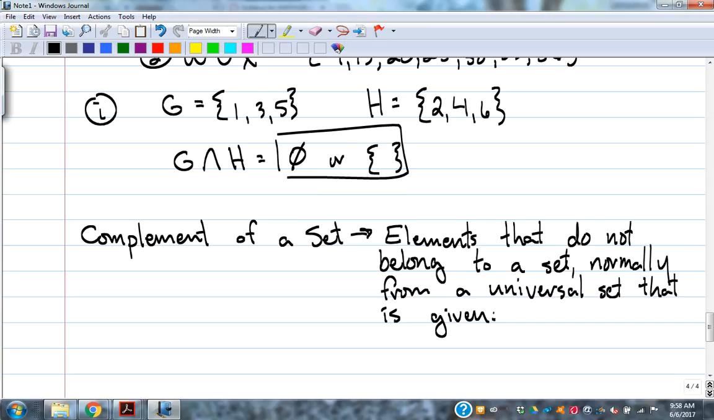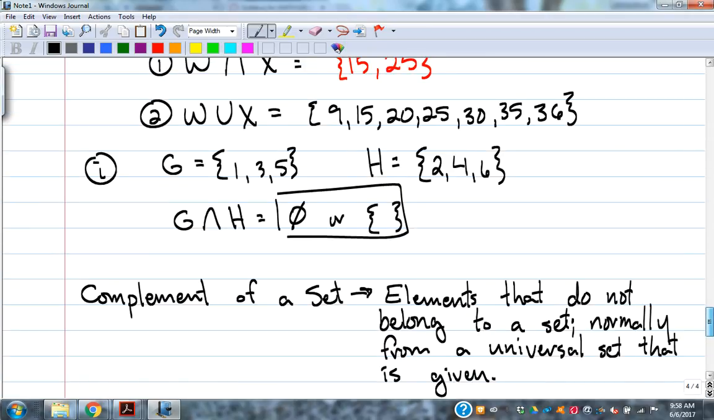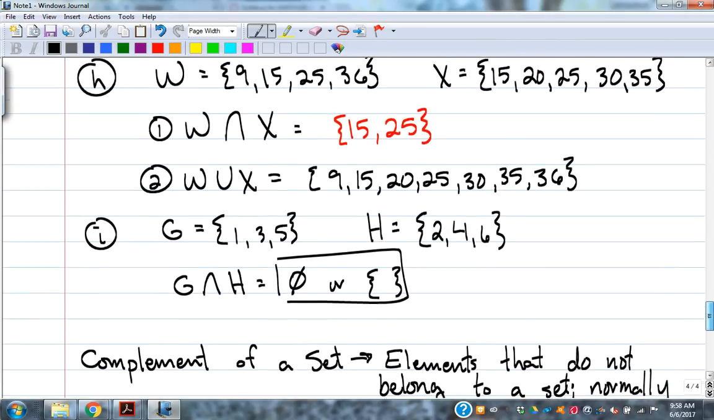That's given. Okay, so maybe that's where you're going to, semicolon there instead of a comma. Normally, they're going to be found in the universal set that's given to you. The complement of the set is going to be found there. Okay, so let's look at an example that has a universal set and then a couple of other sets.